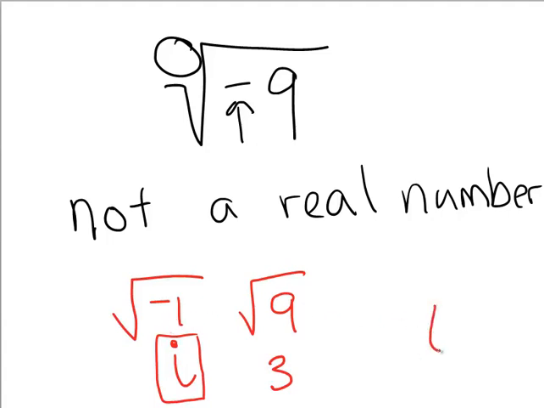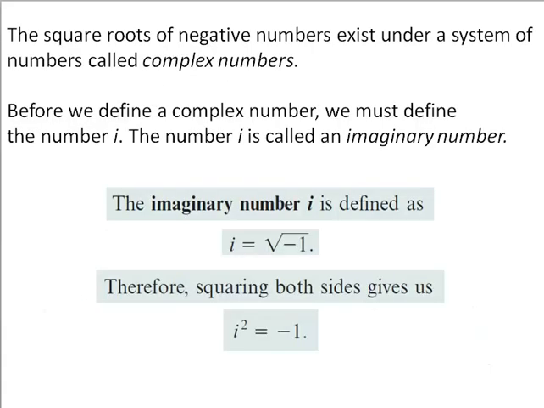So if you see this, i squared equals -1. The square roots of these negative numbers, like this, exist in a system called complex numbers.